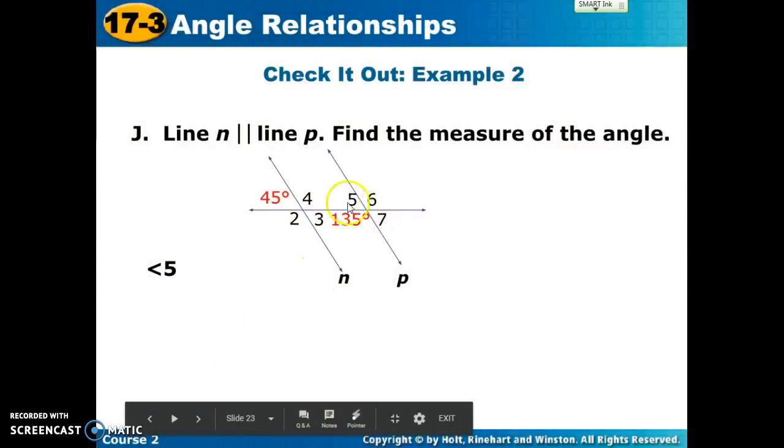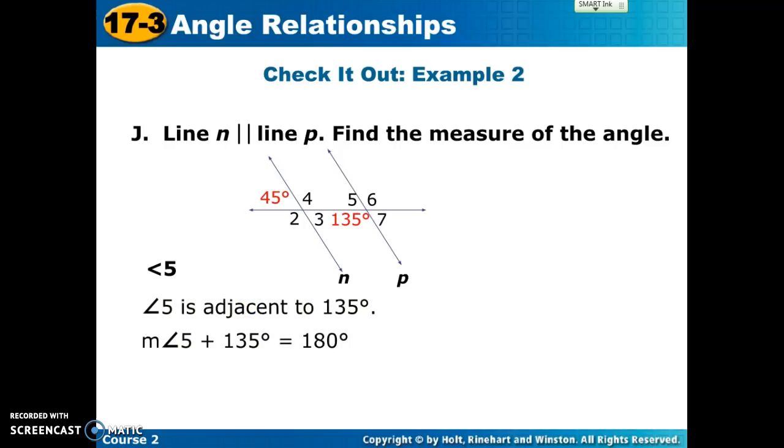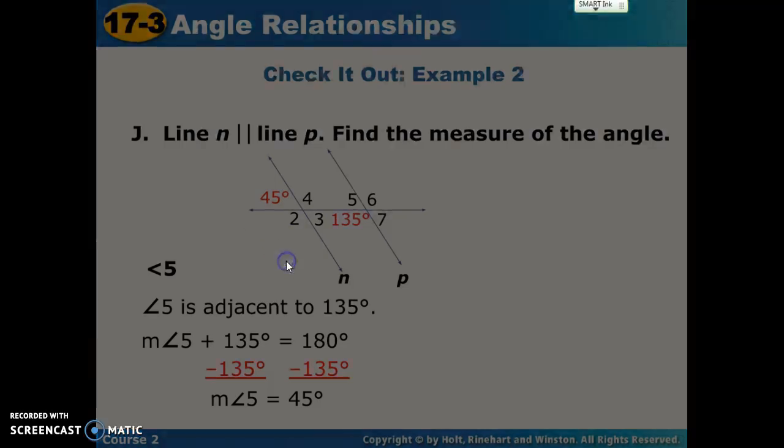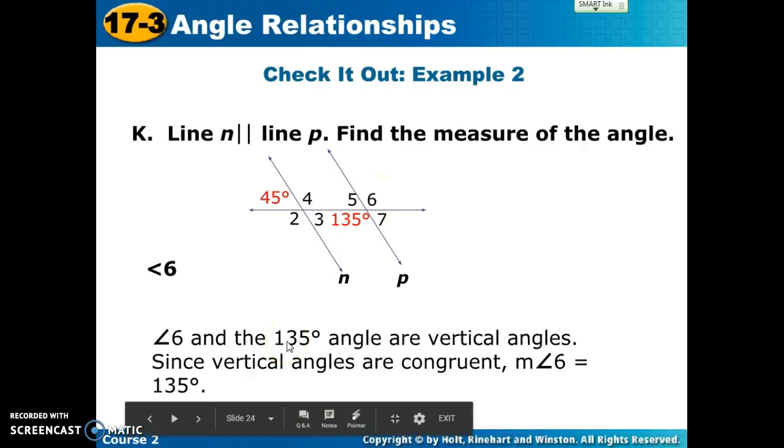Continuing on with angle 5, we've got the adjacent angle of 135. We take the 135 and we subtract that from 180, and we're going to end up with our 45 degree angle that matches all the other acute angles in the diagram. Angle 6 is a vertical angle to angle 8. So we know that angle 8 at 135 degrees is equal to the angle 6 at 135 degrees as well.